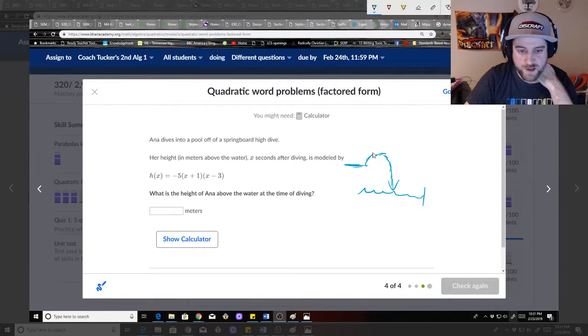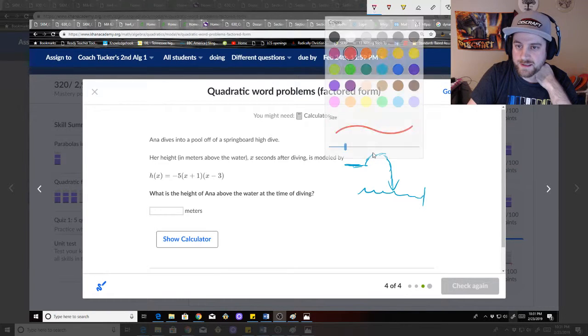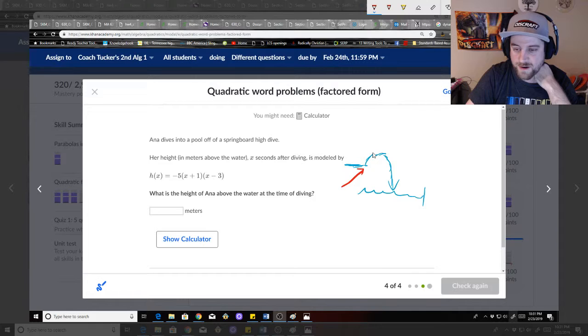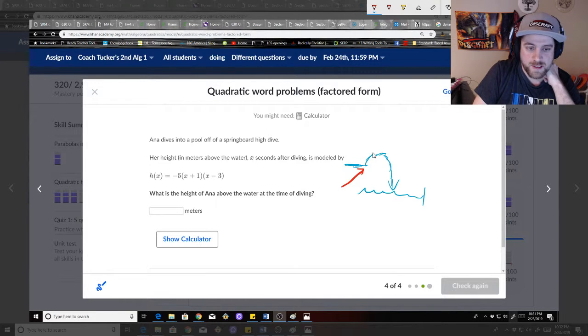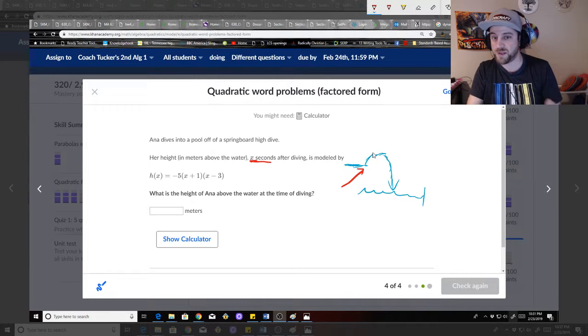What is the height of Anna above the water at the time of diving? So they're wanting to know what is her height there. Well, you may say it's at the beginning, so 0. Well, its time is 0. Remember, time is the independent variable here. The height is the dependent variable. So at time 0, which variable is acting like time? Well, x, because it's x seconds. So it's 0. This time it's not the zero product property. It's literally the time is 0, so plug in 0.